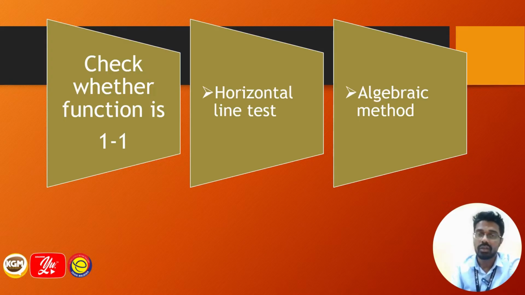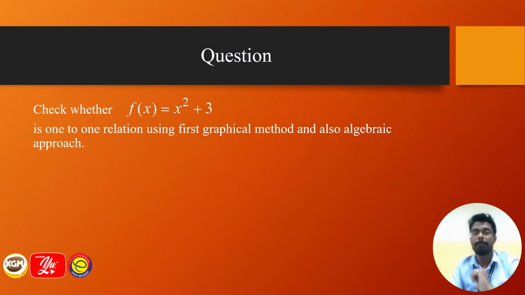So let us see the horizontal line test. In order to use the horizontal line test, you need to be very good with your graph sketching. In case you have forgotten how to sketch graphs, please go and revisit some of the videos that I've posted in my channel. Here you go, a very simple question. We are given a quadratic, x squared plus 3. We want to check whether it is a one-to-one relation using the graphical method, and also using the algebraic approach.